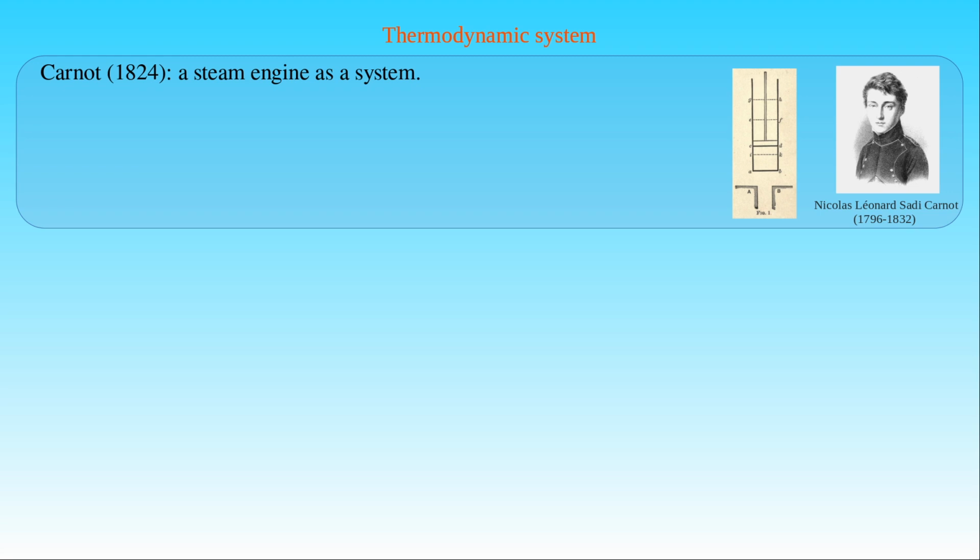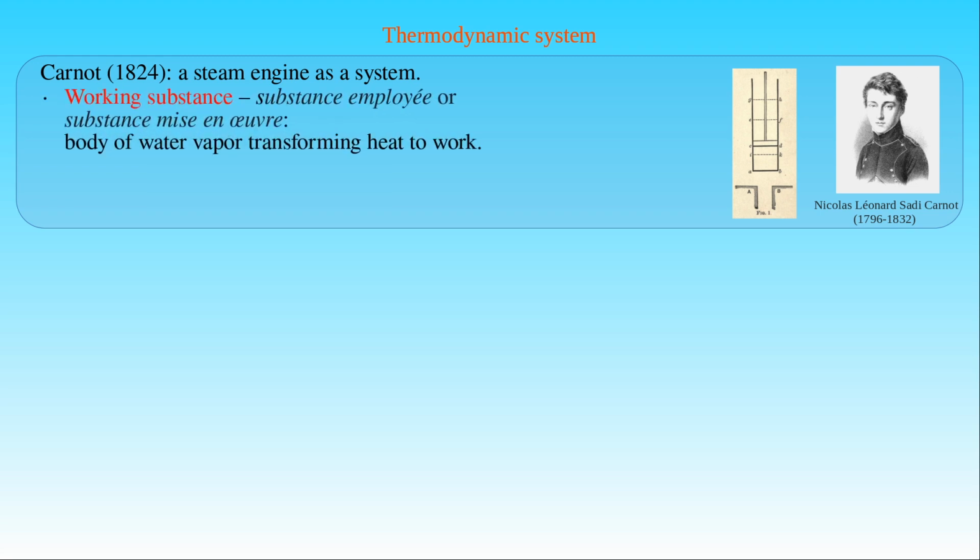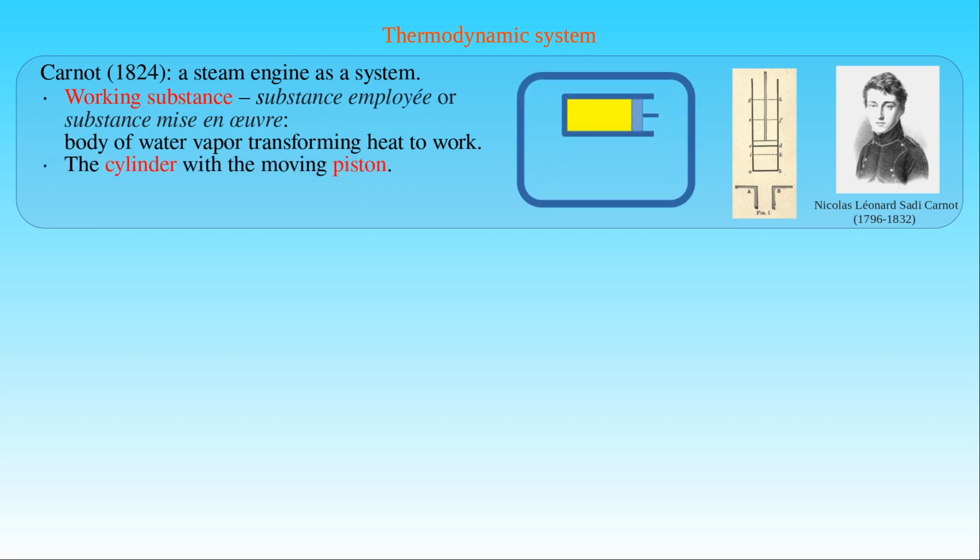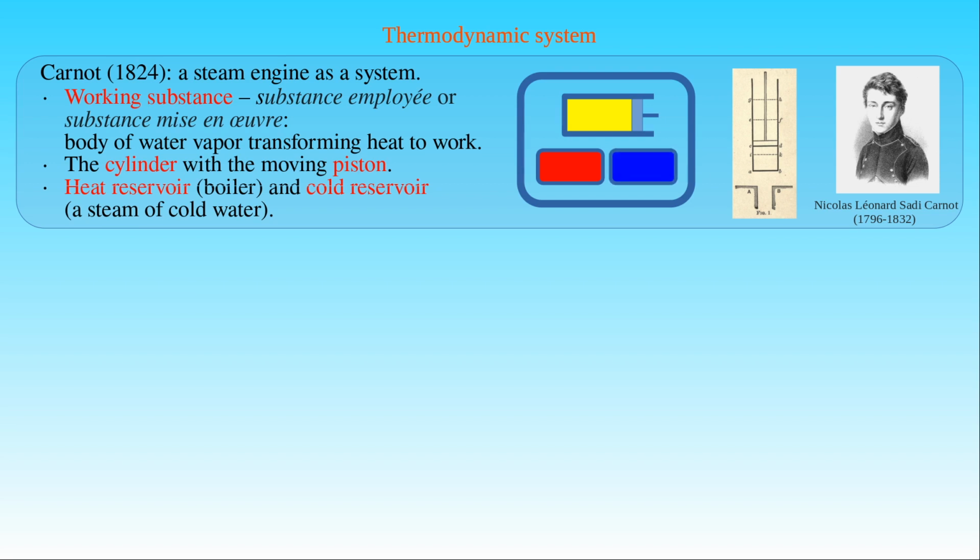where the points from A to G denote a cylindrical vessel, the points C and D denote a movable piston, and the capital A and B are bodies of constant temperature. Carnot called the body of water vapor substance employée or substance mise en œuvre, translated as working substance. The term work indicated that the steam does the mechanical work in the cylinder by moving the piston, which could be put in contact with either a heat reservoir, for example a boiler, or a cold reservoir, for example a stream of cold water. In this context, the working substance, the cylinder with the piston and the reservoirs can be considered as the components of a thermodynamic system.